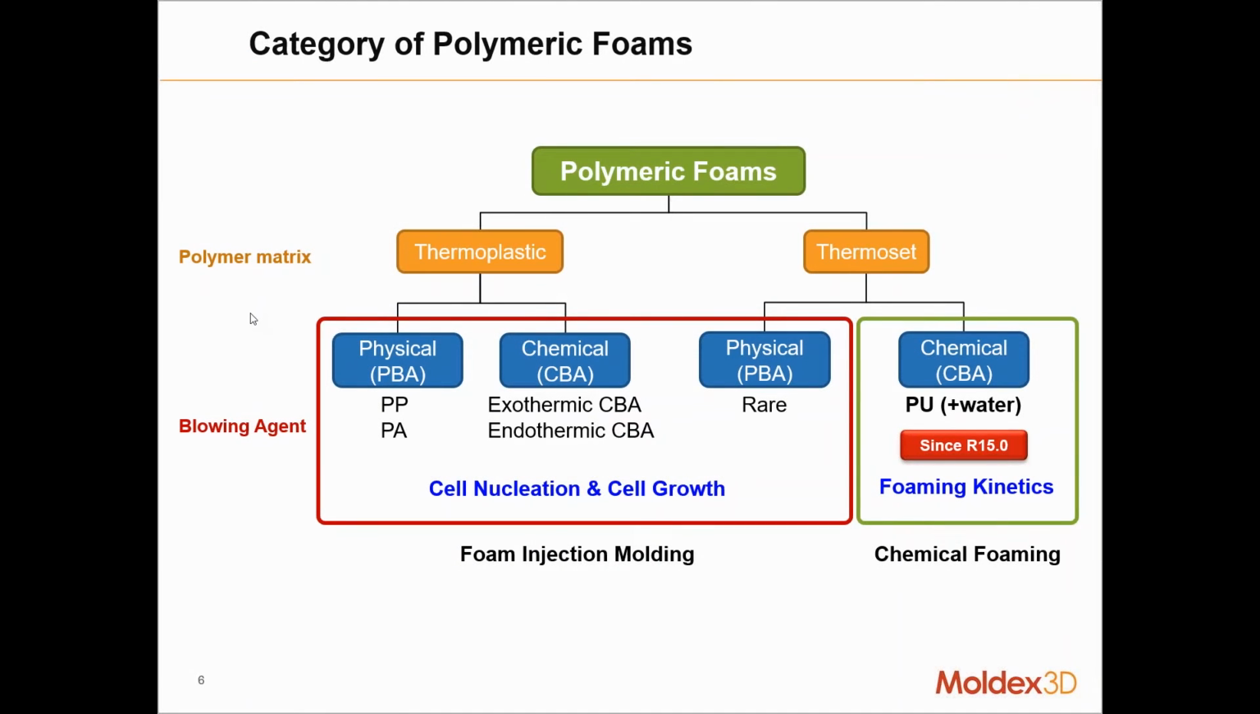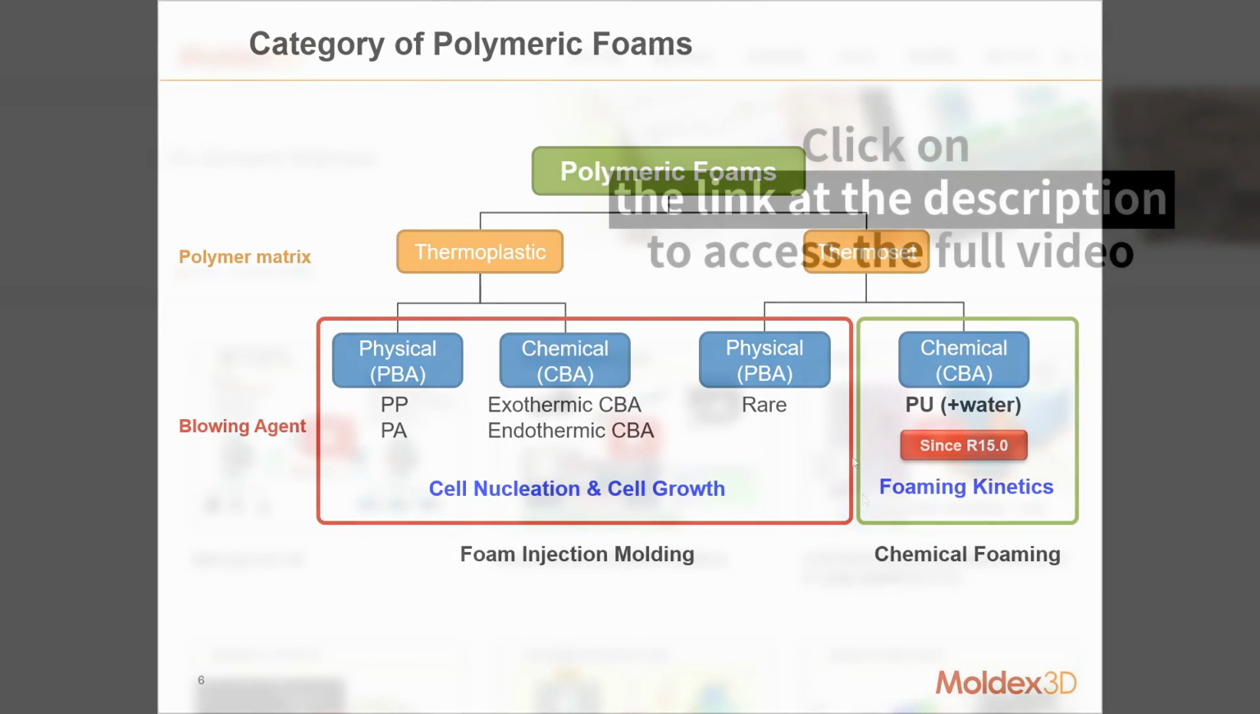All right, so as far as Moldex3D is concerned, there's really four families of this foaming process. This PU chemical foaming is located over here in the thermoset category, where we actually have a chemical foaming process. The other three we group into what's called foam injection molding. So this is actually another module that we have. These two are separate modules as far as our simulation is concerned. So we have the chemical foaming module and the foam injection module.